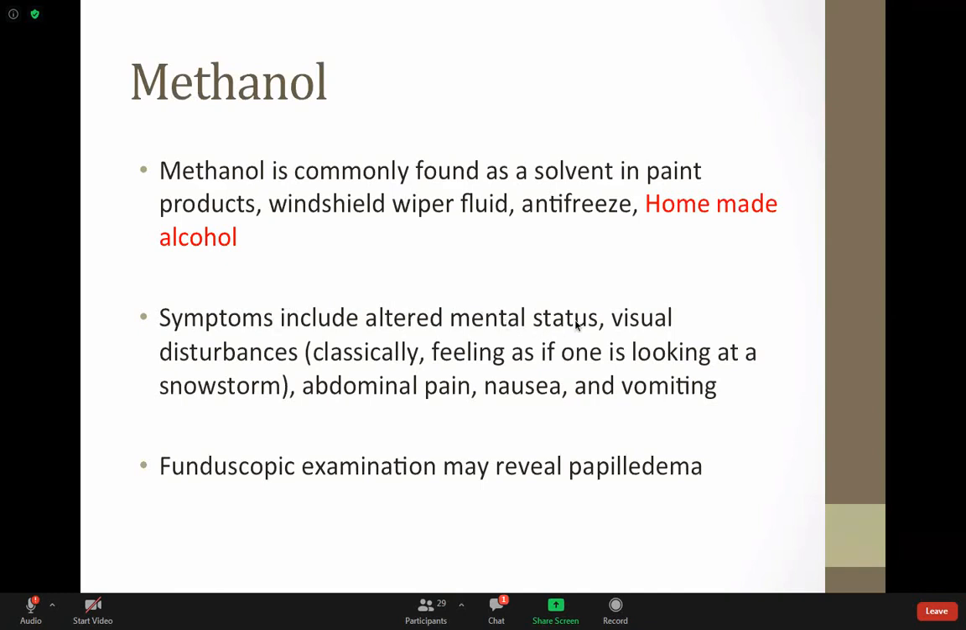Symptoms include, like all alcohols, it makes you drunk, altered mental status.